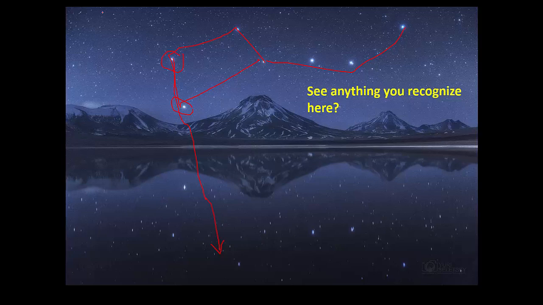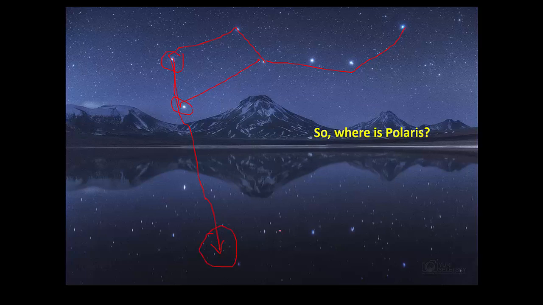For someone at this location, when they see the Big Dipper in the sky, the pointer stars are pointing below the horizon. That means the North Celestial Pole is below the horizon for these viewers, and that means you're in the southern hemisphere. Where's Polaris? It's down here somewhere at the tip of the arrow, but you'd have to be able to look through the Earth to see that. So it's below your horizon. You're south of the equator.